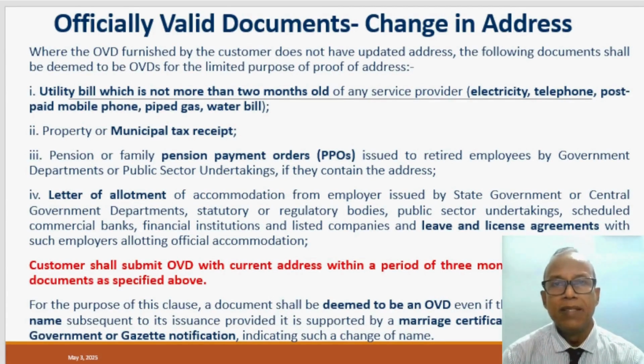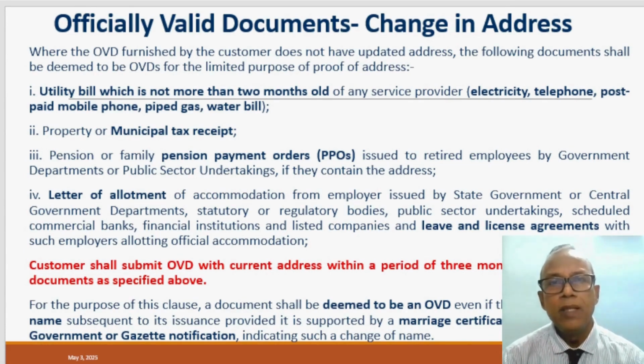Officially valid documents, change in address verification. Now, if the officially valid document submitted lacks the current permanent address, that is, the permanent address has been changed, documents like utility bills, municipality tax receipts, pension payment orders, and accommodation allotment letters from employers like government, PSUs, banks, financial institutions, listed companies, etc., can be accepted for address proof temporarily.